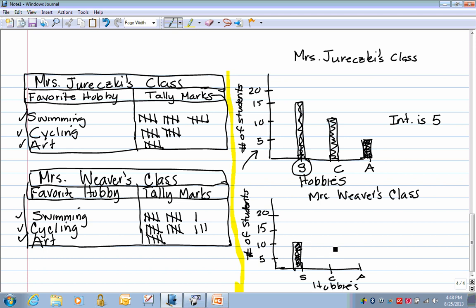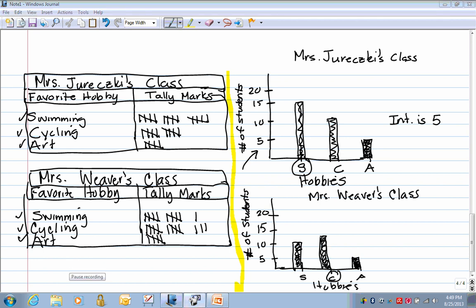And 13 students chose cycling, so we come up 5, 10, 15. Again, 13's not on there, but we know it's between 10 and 15. Somewhere close to halfway, a little more than halfway, and we draw the bar. And then last, 5 students chose art, so we come to 5, we go across, and we draw our bar. And visually, immediately you could see that for Miss Weaver's class on this bar graph that their class chose cycling as their favorite hobby. I'll pause here so you can get your graph done.